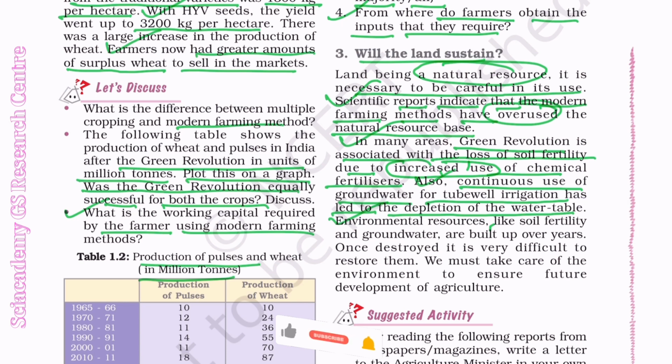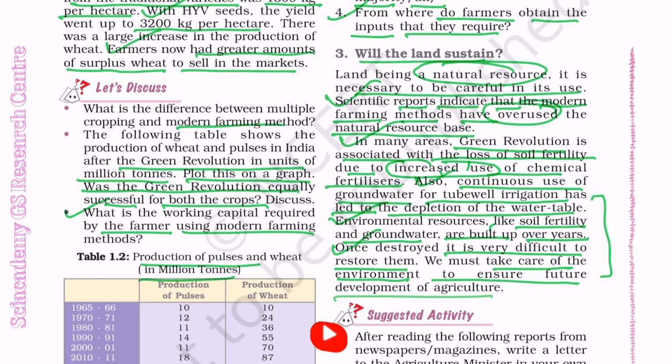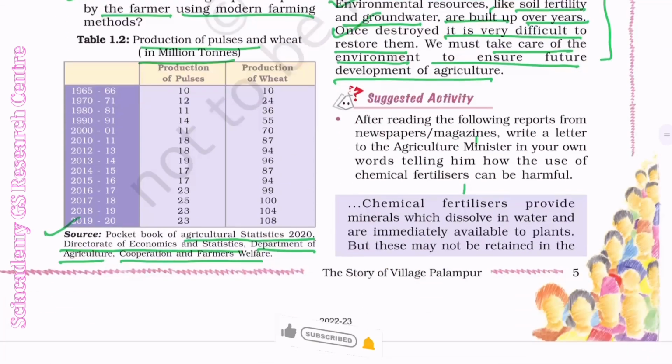Environmental resources like soil fertility and groundwater are built up over years. Once destroyed, it is very difficult to restore them. We must take care of the environment to ensure future development of agriculture.